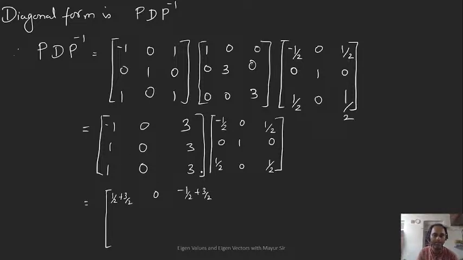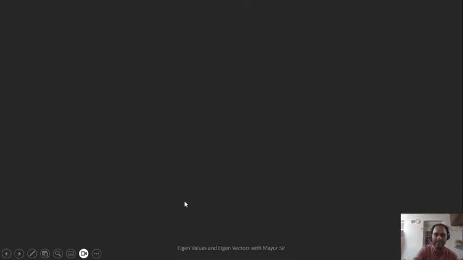Here it is the first column, yeah, so here it is minus half. Getting the same, but I think there is a mistake then. I think there is some mistake then.